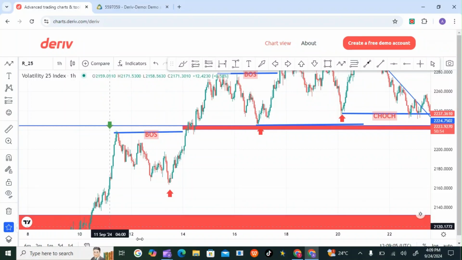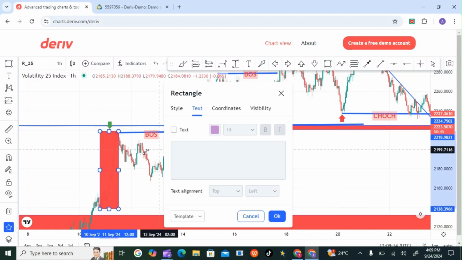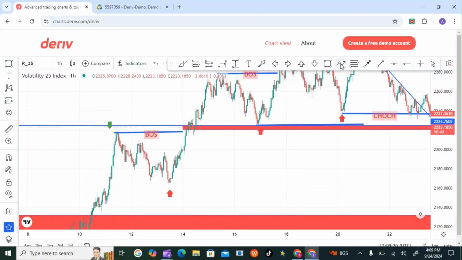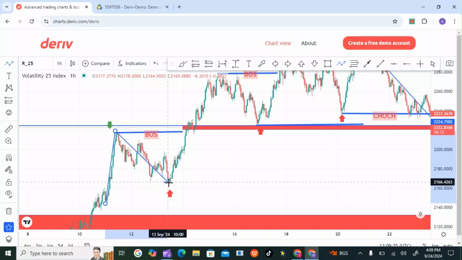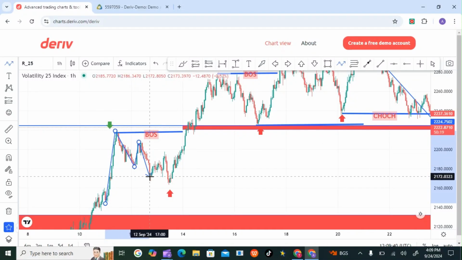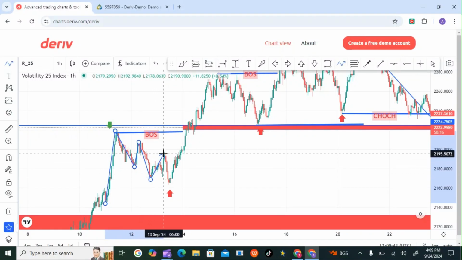You can see the market was moving very well, creating higher highs. It was creating higher highs and then moving down, creating a higher low. And you can see how these higher lows were being created by the market moving, creating a lower low, and then a higher low, a lower low, and then a higher low, and then a lower low.